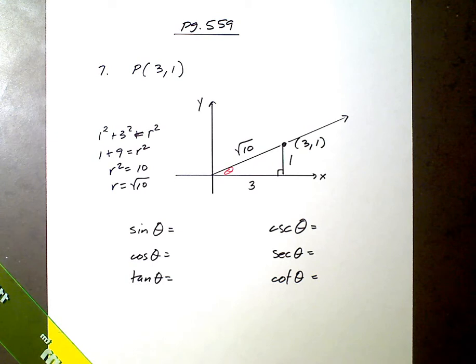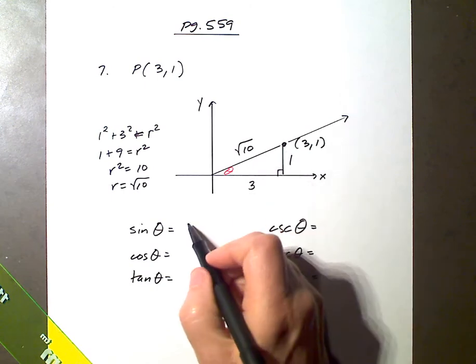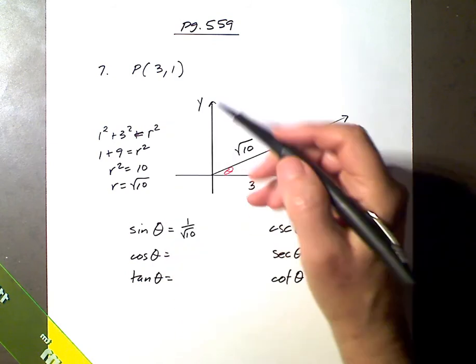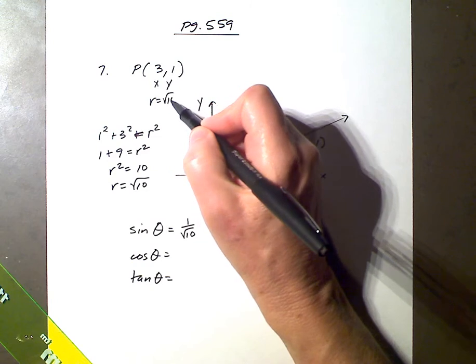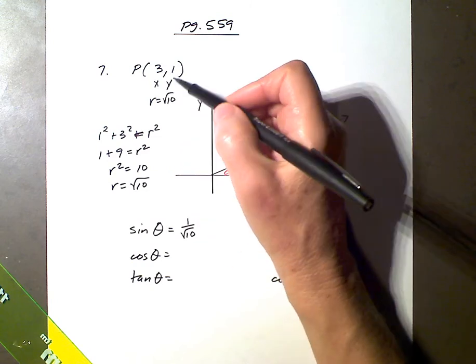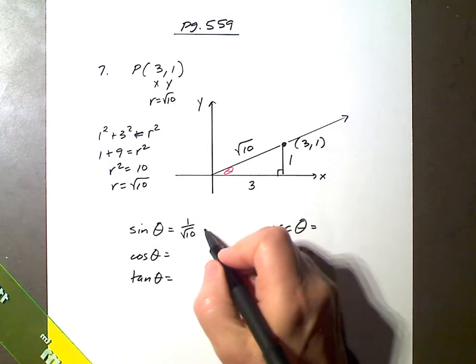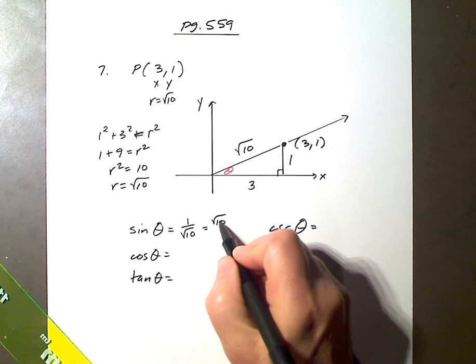on this, the sine of this angle theta is going to be 1 over root 10. Okay, remember, this is like x and this is y, and then r equals root 10. So it's y over root 10, so 1 over root 10. And then when I rationalize that, I multiply by 1 in the form of root 10 over root 10, so I get square root of 10 over 10.